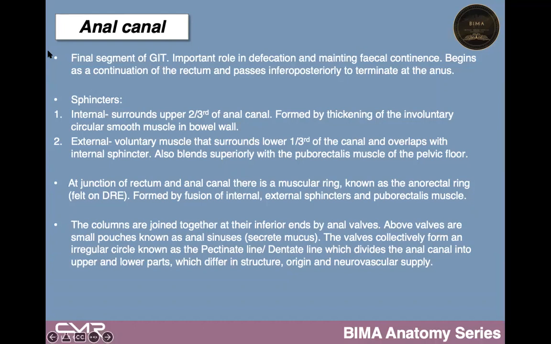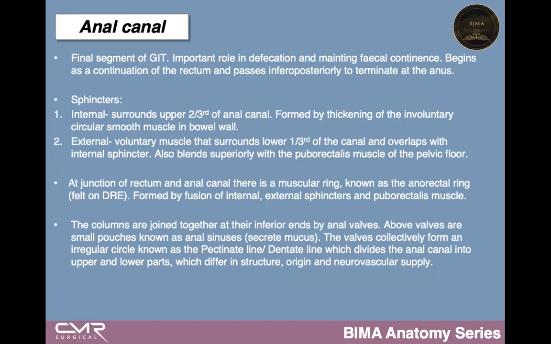The columns are joined together at the inferior ends by the anal valves. Above the valves, you have small pouches known as anal sinuses. These will be secreting the mucus. So sometimes if people have large bits of bowel removed and they have a stoma bag and they're still producing things from the back passage, it's because the anal sinuses are still there. They're obviously working and they're secreting mucus.